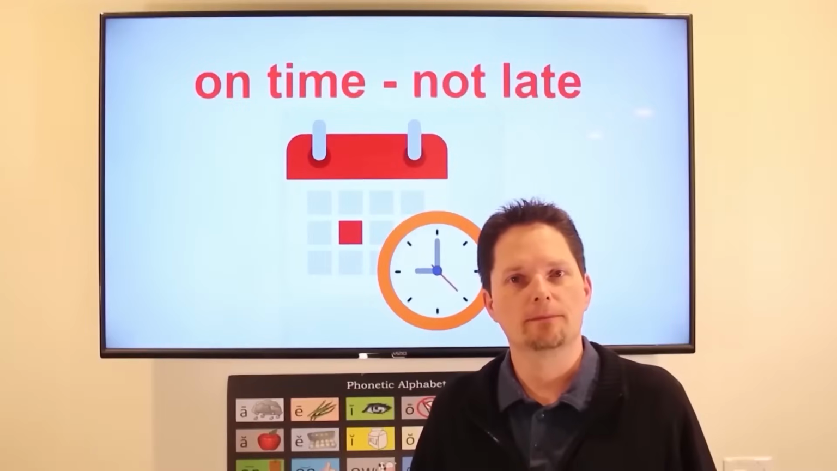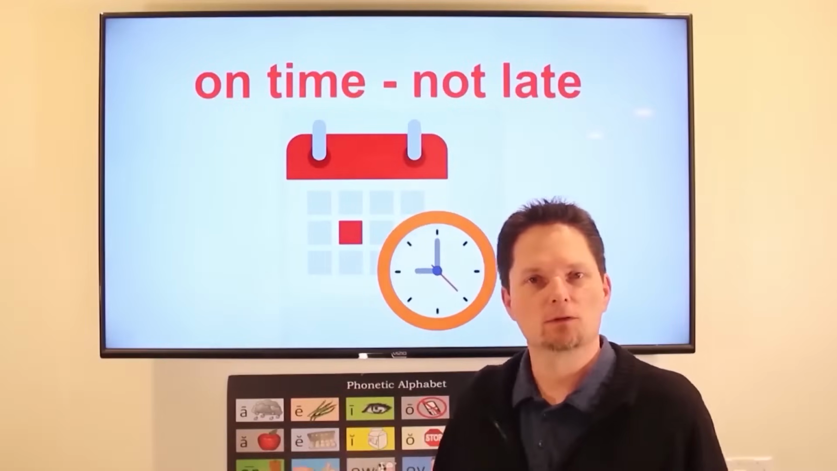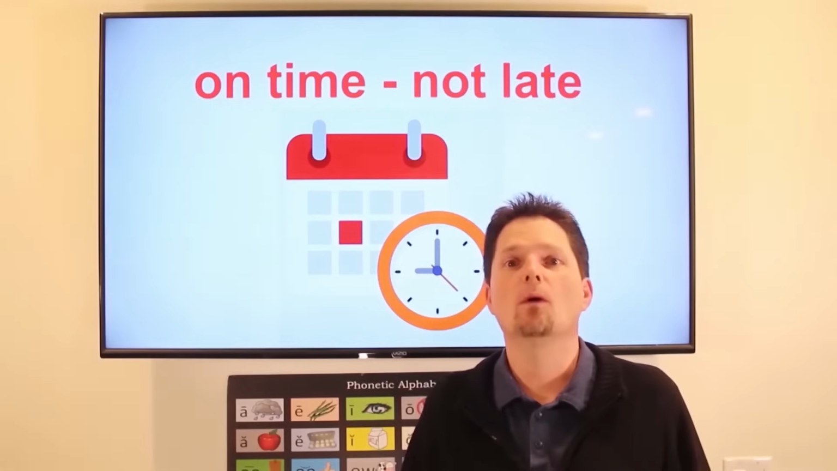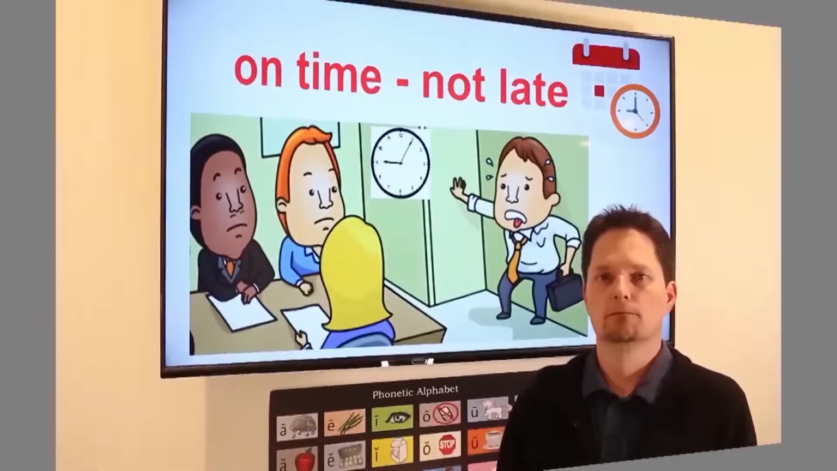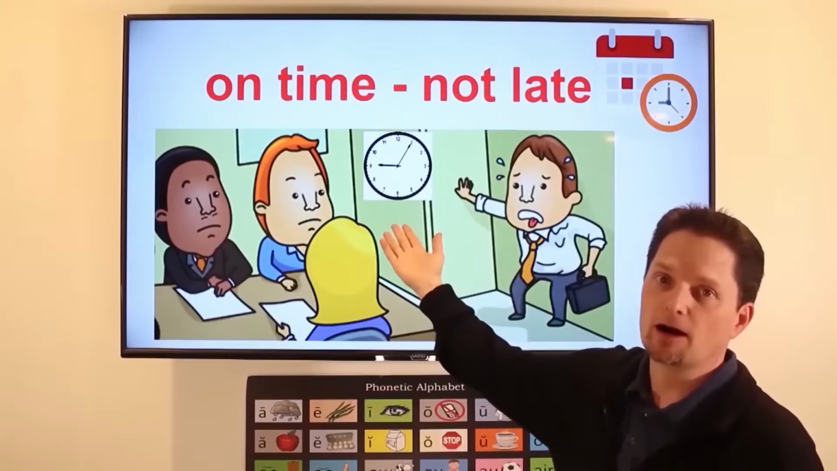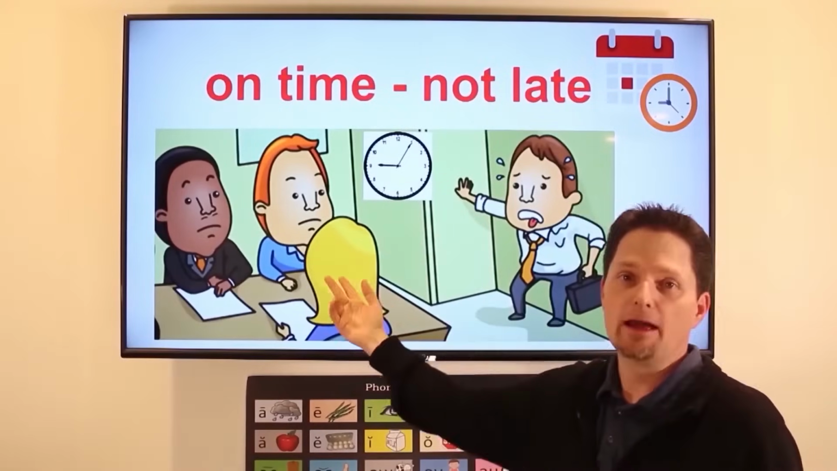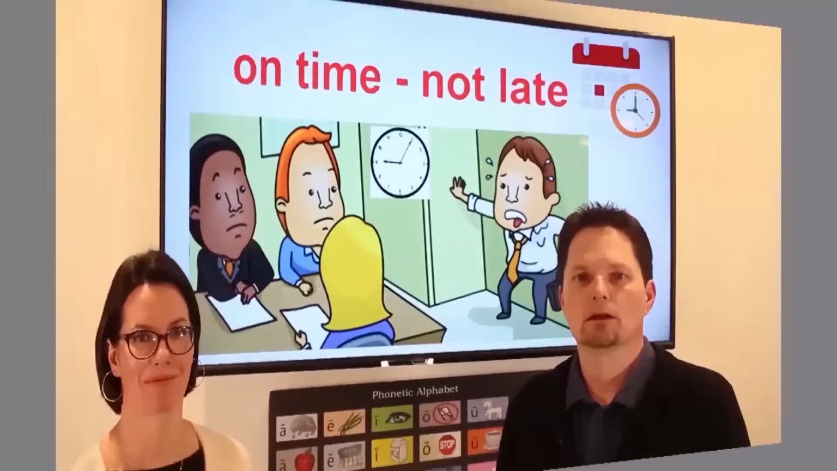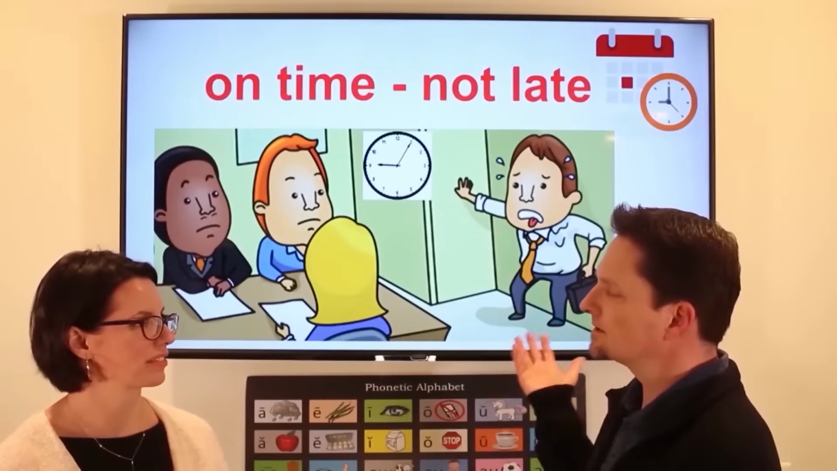We say on time when we talk about a schedule. If it's on a schedule and you're not late, you are on time. The meeting started at 9 o'clock. It's 9:05. They are on time. He is not on time. He's late.